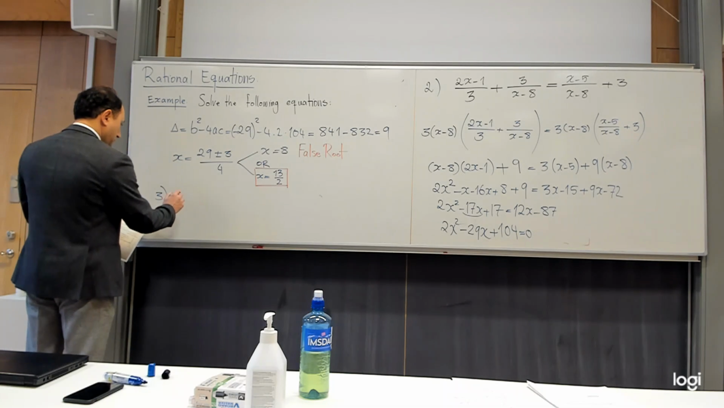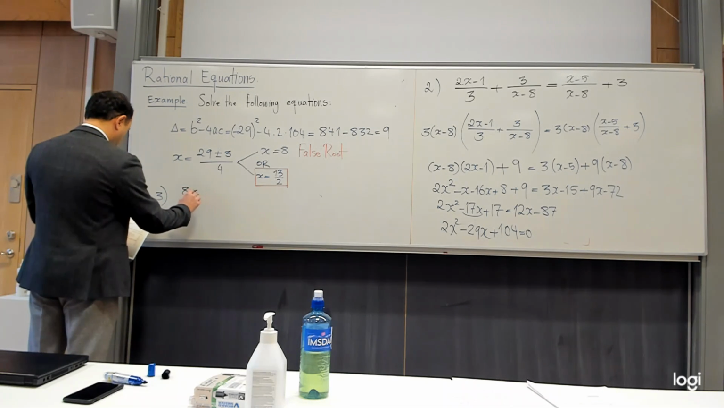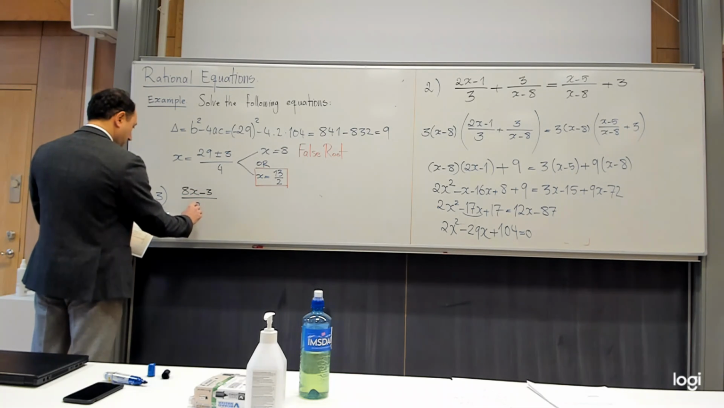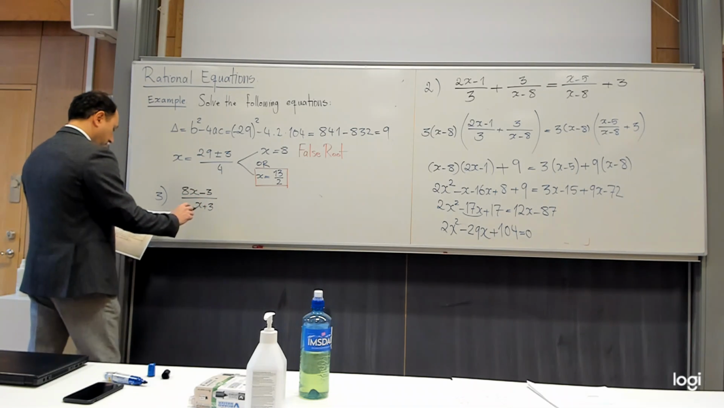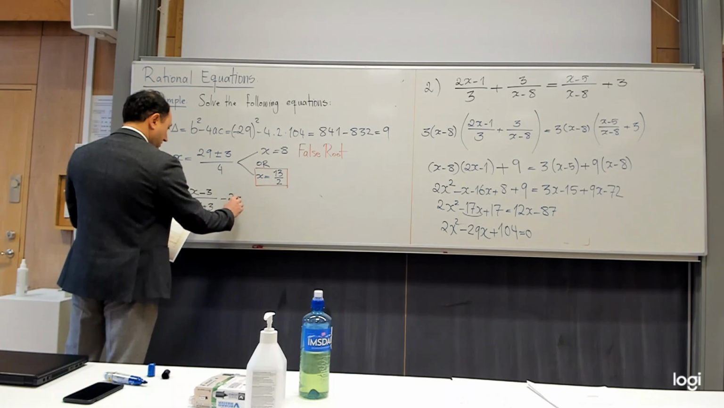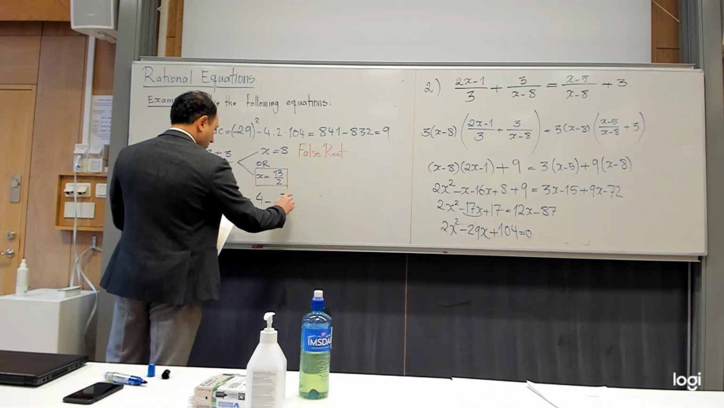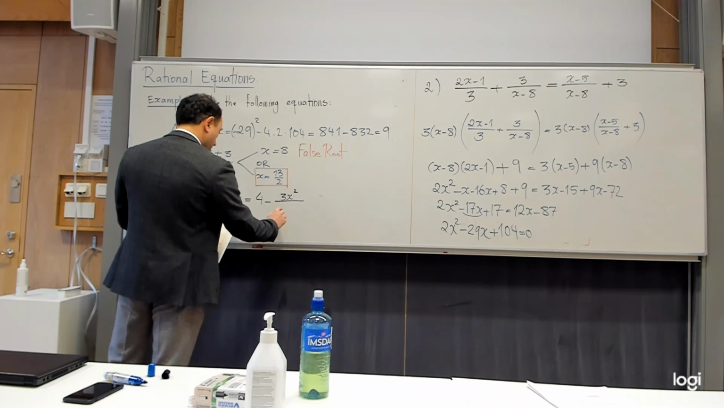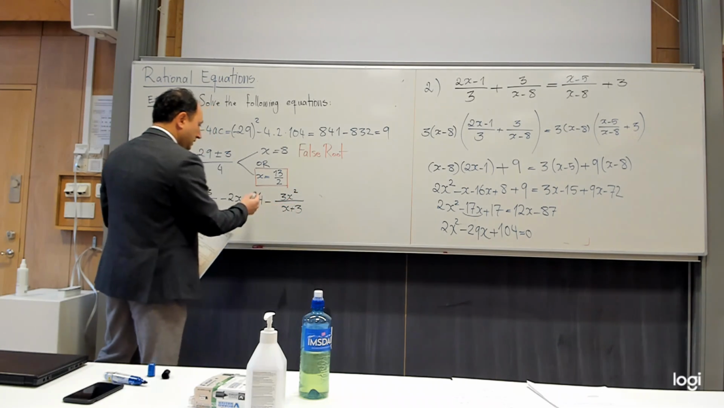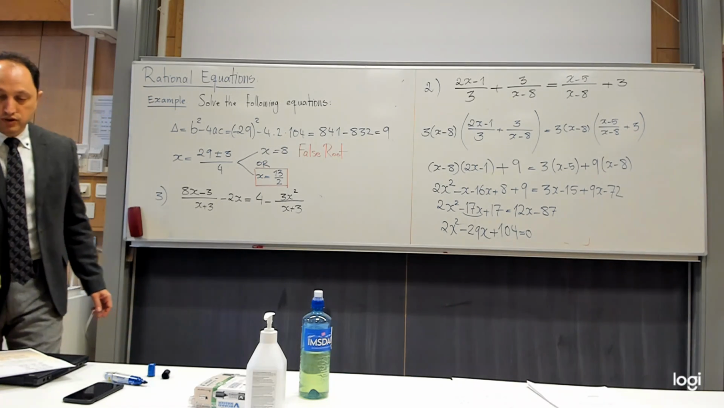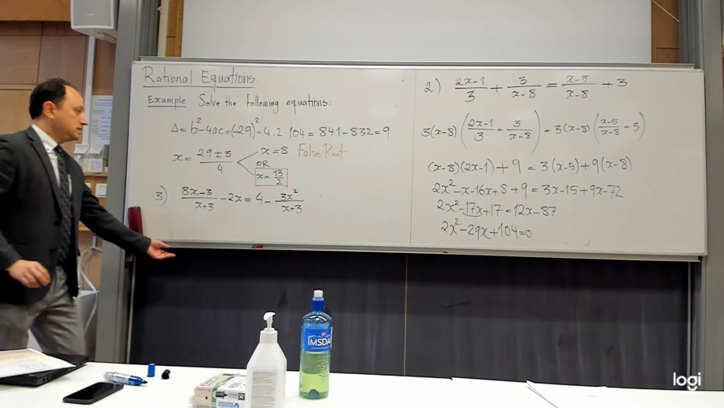Let me write this one. It's a little bit simple, but you can do it. So 8x minus 3 divided by x plus 3, and then you have minus 2x, and then you have 4 minus 3x squared divided by x plus 3. Okay, I want to pause this recording for the time being, and I wait for you to solve the problem. It's easy.